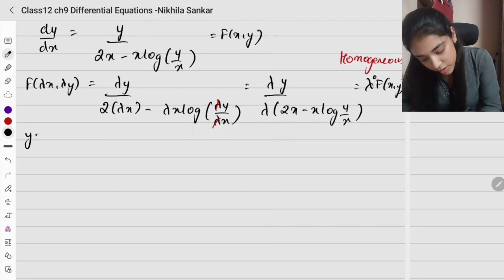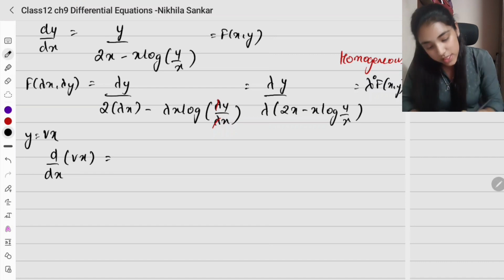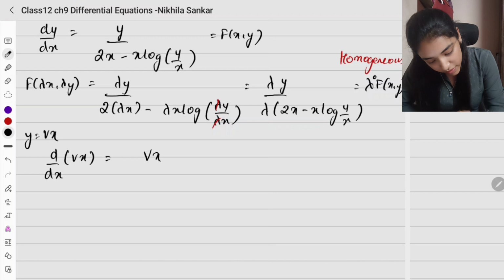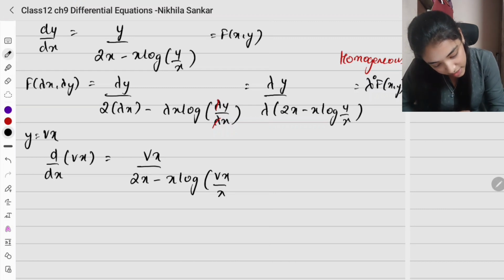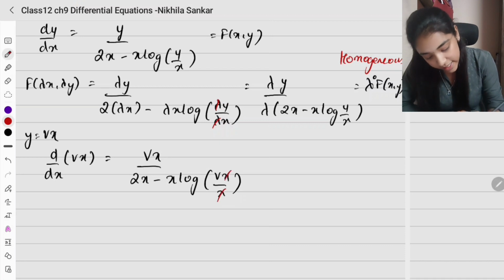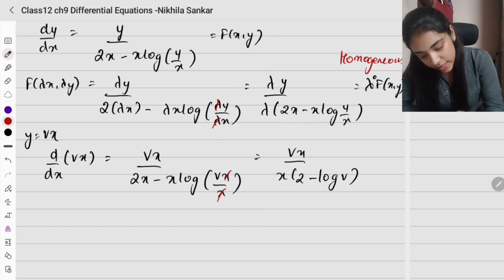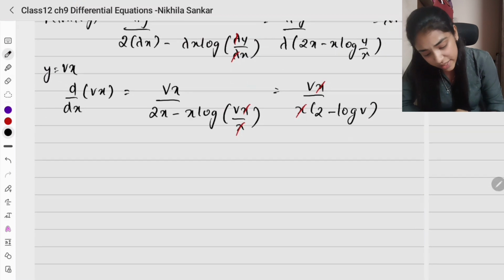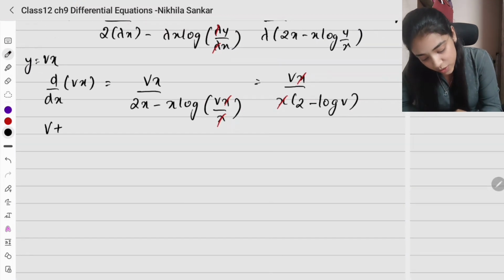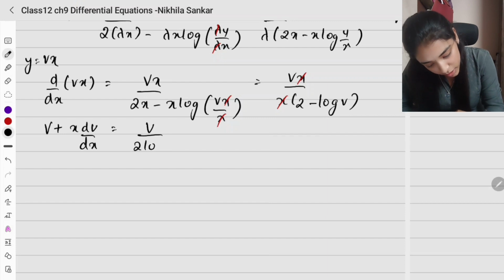Okay, now substitution y equals vx. So d by dx of vx equals, what is on this side? y, which is going to be vx divided by 2x minus x log of vx divided by x. So this x and this x get cancelled. Taking x common in the numerator, vx divided by x times 2 minus log v. So this x and this x cancel. What is on the left hand side? v dx by dx is 1 plus x dv by dx equals v divided by 2 minus log v.